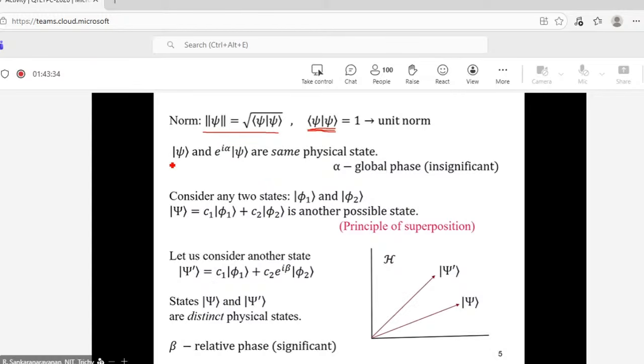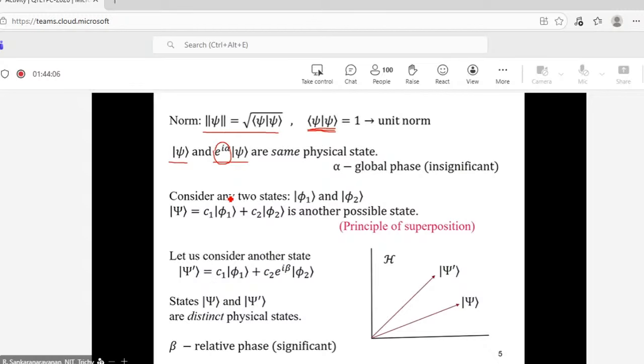So in quantum mechanics, the state psi and the state psi multiplied by e power i alpha, where alpha is a constant, are physically the same. We do not differentiate between these states because this factor is just a multiplicative factor. This multiplicative factor is not going to physically affect the state of a system. So this alpha, we call it a global phase factor, which is insignificant from the quantum mechanical point of view.